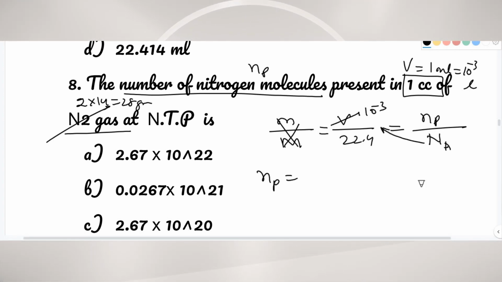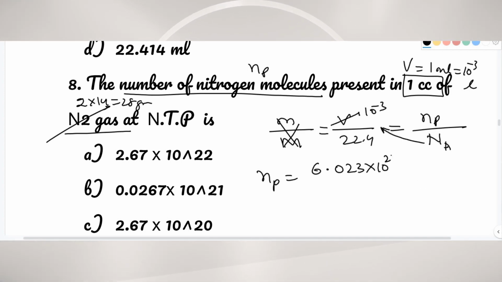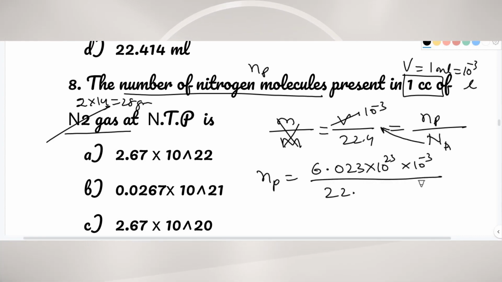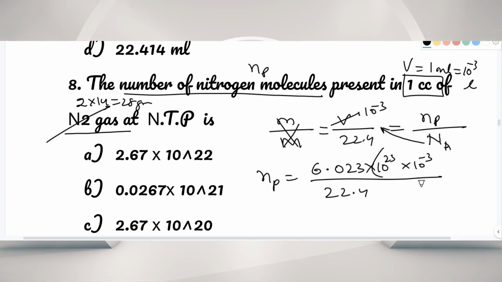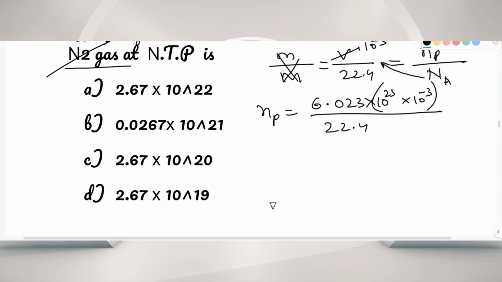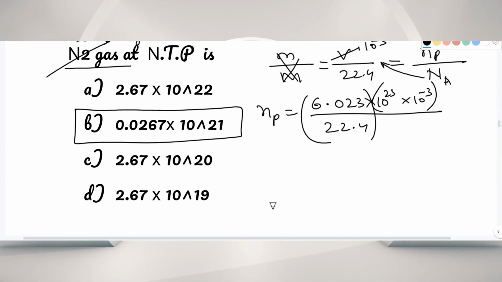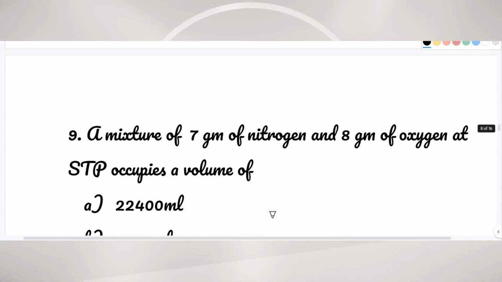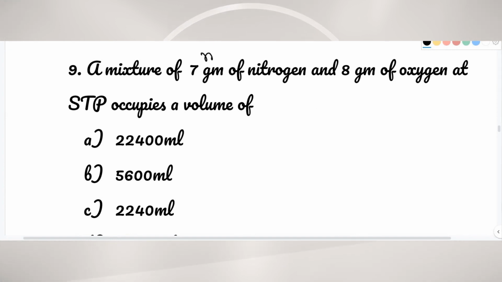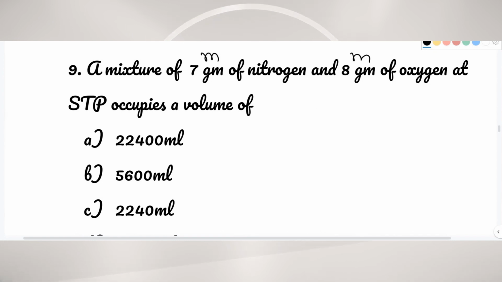Number of particles is 6.023 into 10 to the power 23 into 10 to the power negative 3 divided by 22.4. So 10 to the power 23 times 10 to the power negative 3 is 10 to the power 20, and when you divide this fraction, you will get option B. Option B is the answer. You can calculate and verify. Moving ahead, 9th question. A mixture of 7 grams of nitrogen and 8 grams of oxygen occupies what volume?